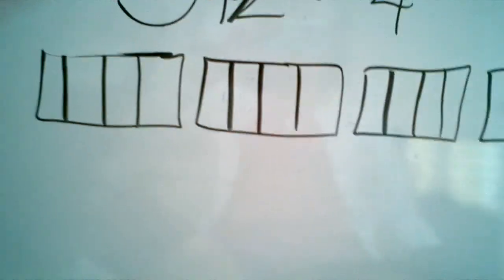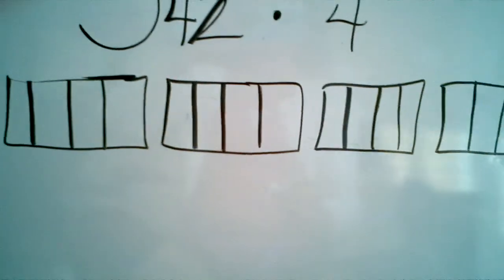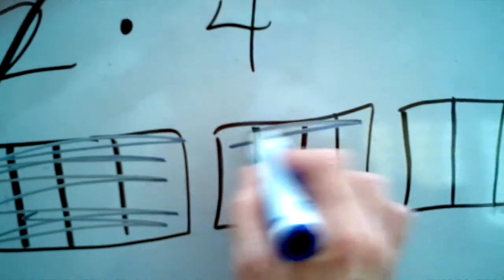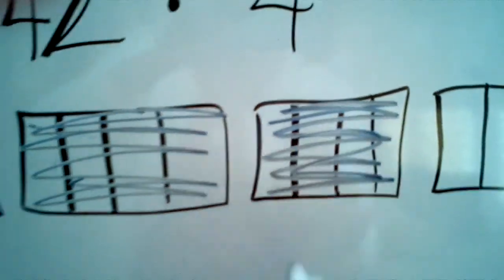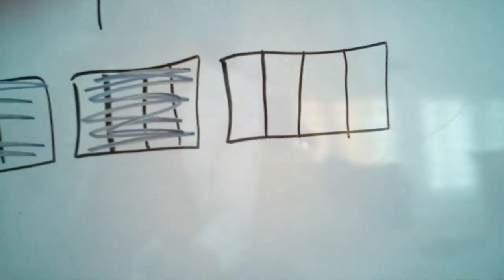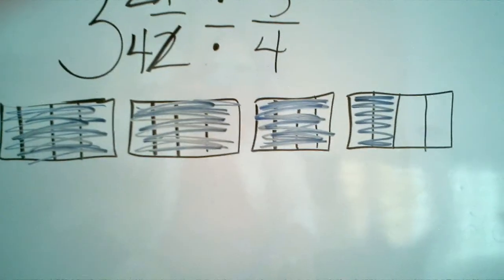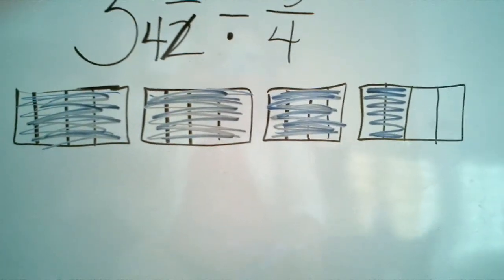Now, to model 3 2/4, I must shade in the entirety of this whole, the first whole, the second whole, and the third whole. By the way, each of those wholes is 4 out of 4. And then I'm going to shade 2 out of 4. Now I have completely shaded in 3 1/2 or 3 2/4 in my model.